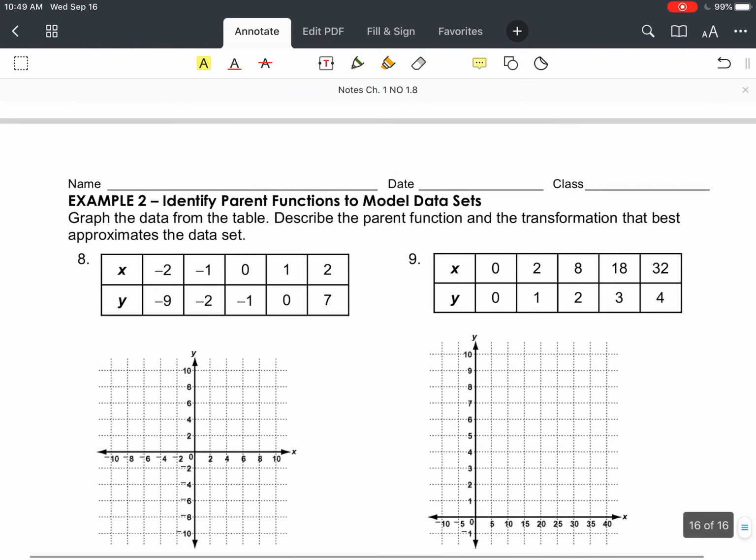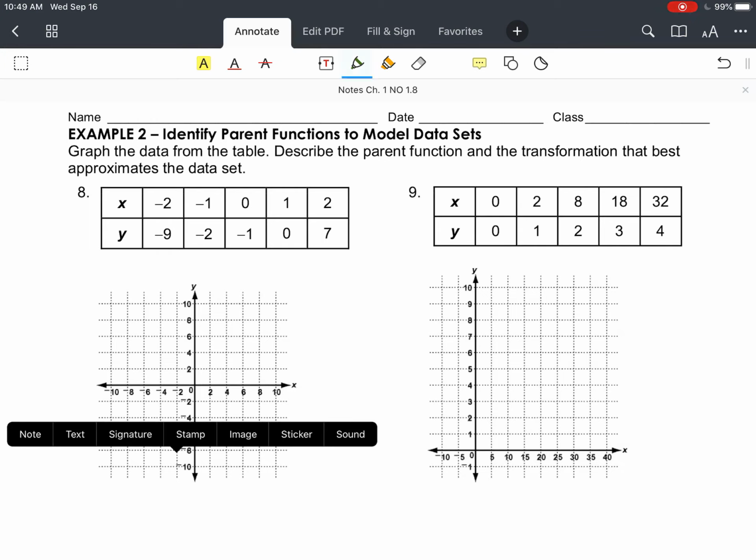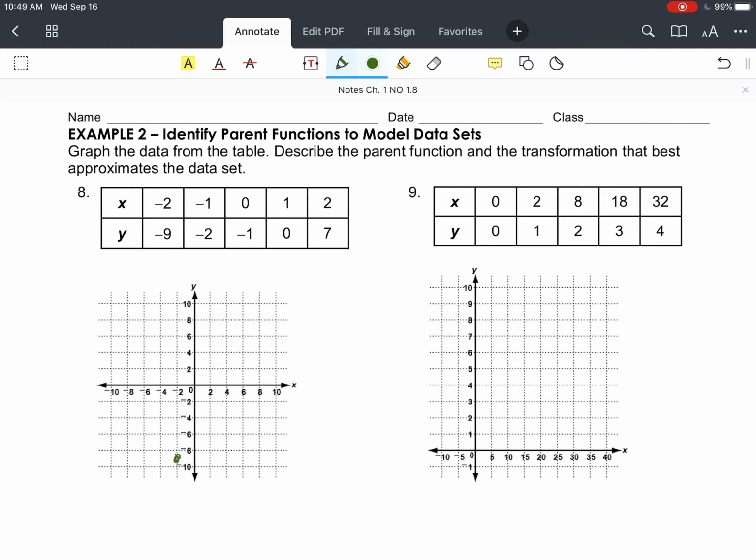All right, moving on to the back, example 2. Identify the parent functions to model each data set. So we're gonna have to graph it and then determine how it was changed. So for each of these, you're gonna graph the points. So -2, -9 is left 2, down 9. It's not gonna look great on my screen, I apologize.